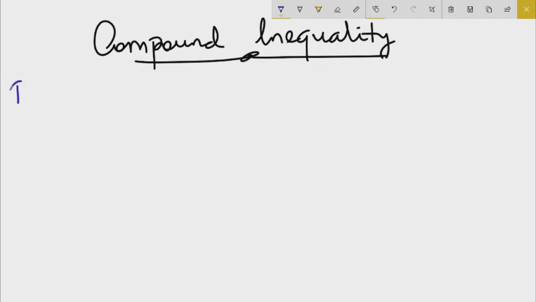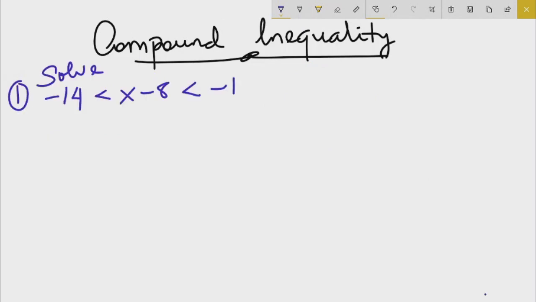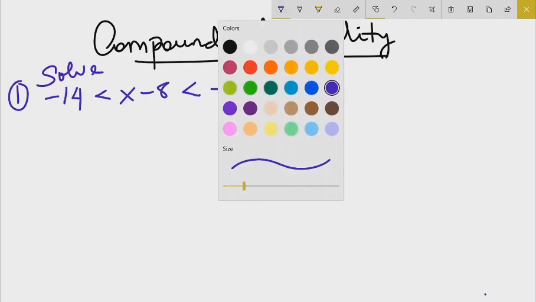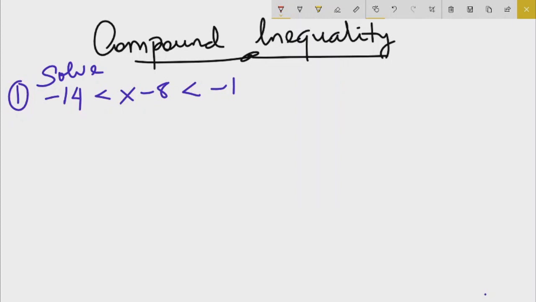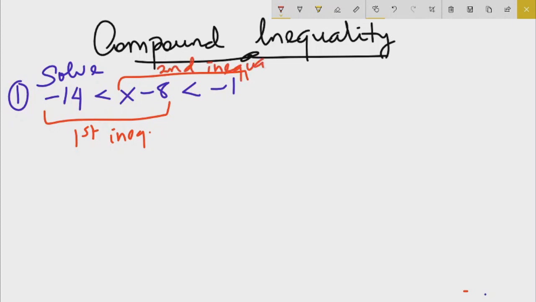Okay, let's talk about question number 1. This is going to be my first example. To be able to solve this, the first thing you need to do is to recognize again that this is two inequalities in one. That's the first inequality, and then the second inequality. So we need to solve both inequalities one after the other.